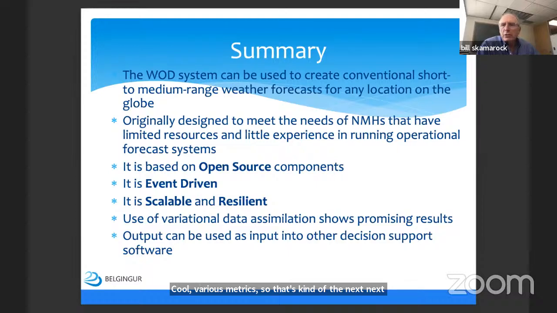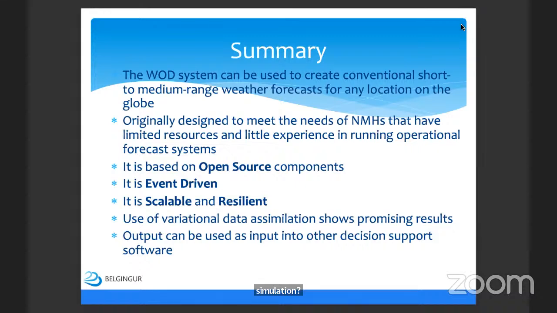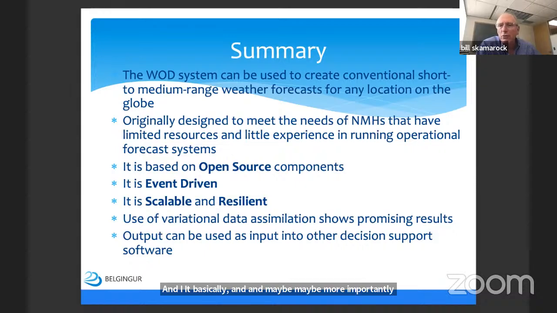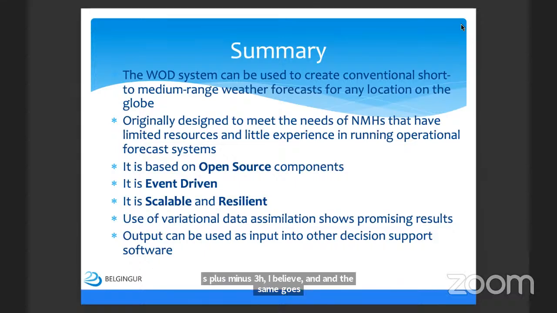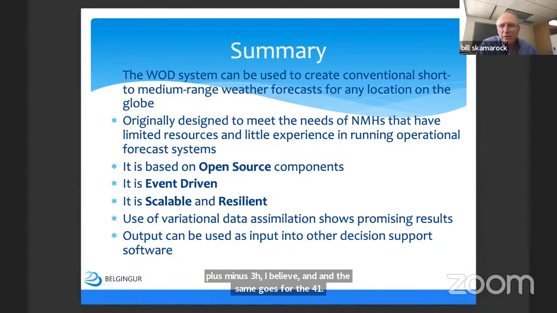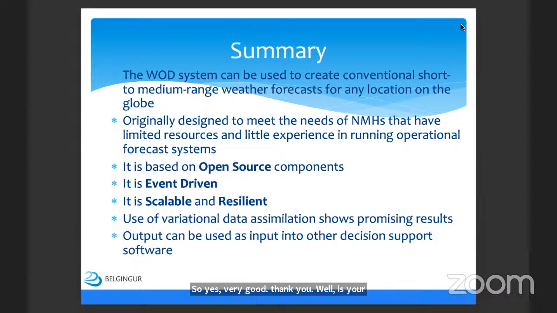Okay, and there is a question that's come into the chat. What size of the OBS data have you used in your data assimilation? And maybe more importantly, the time used for the 3D VAR and 4D VAR, the time windows. The time window for the 3D VAR is ±3 hours, I believe, and the same goes for the 4D VAR. So it's a 6-hour window. Yes, very good. Thank you. And we are using a quality assurance system, so to make sure that we are not getting any obvious rubbish observations in.